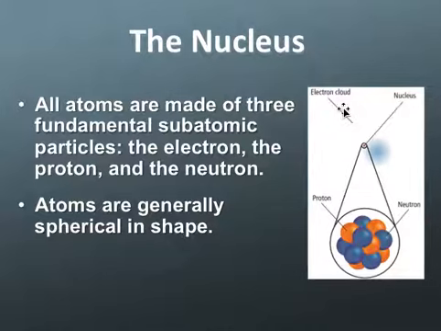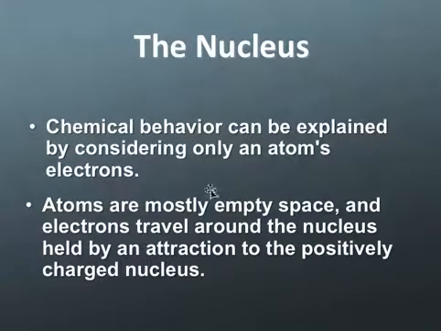All right, so we now know that all atoms are made of three fundamental subatomic particles. The electrons are in the electron cloud around the nucleus, and in general, atoms are spherically shaped. Now, the chemical behavior of all atoms can only be explained by taking into consideration their electrons.